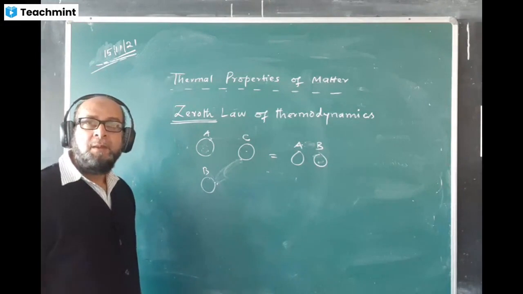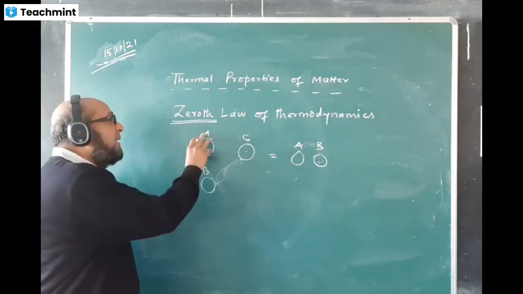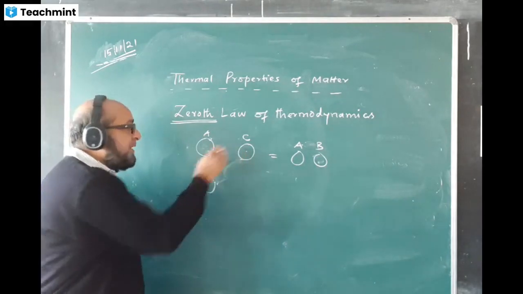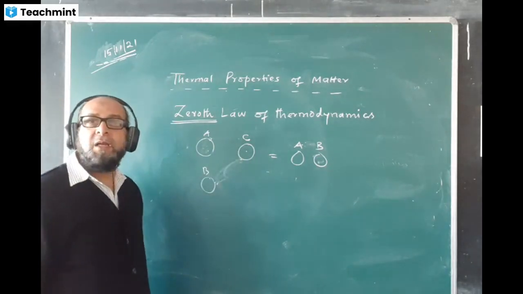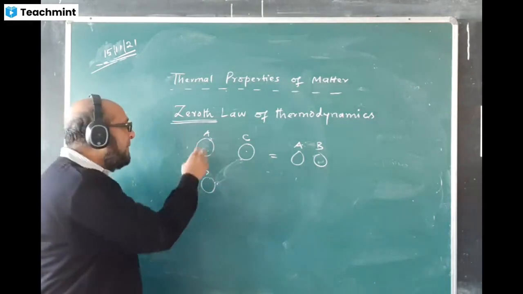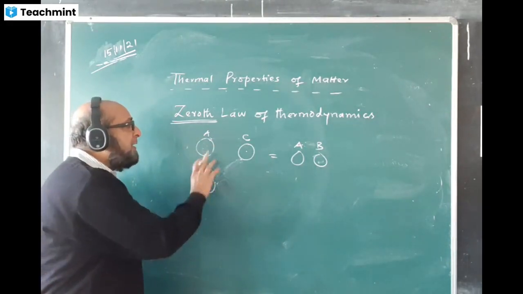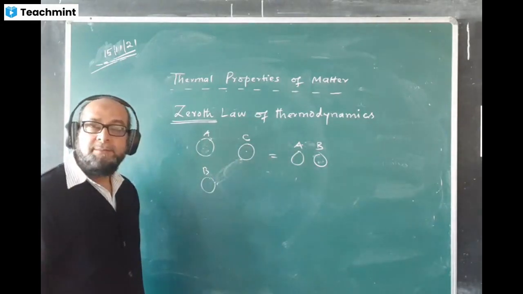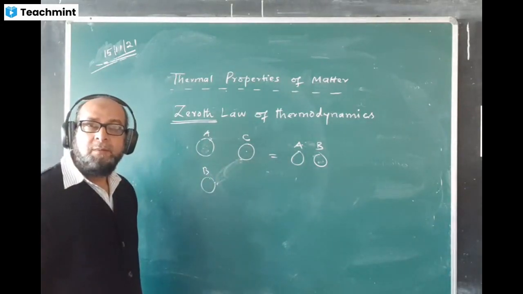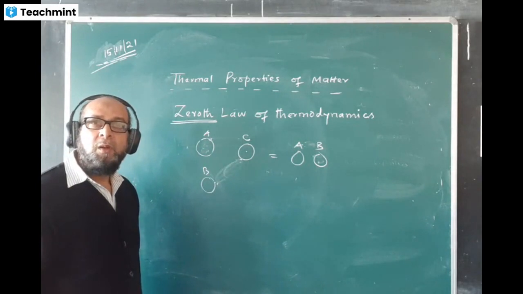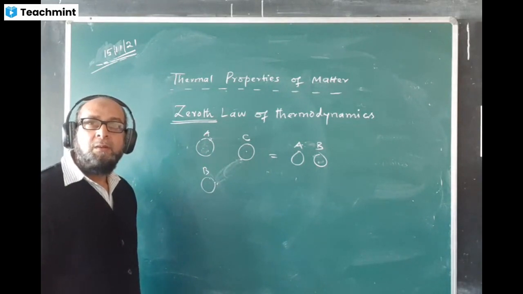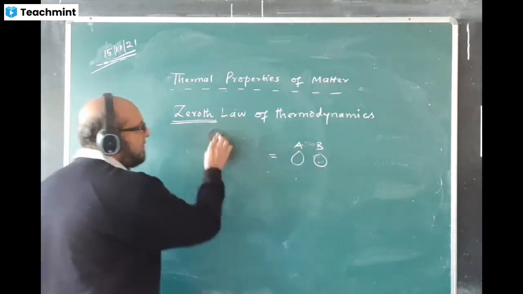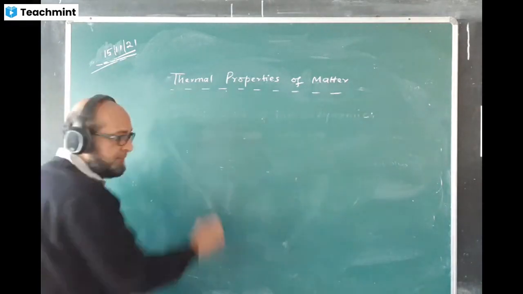Understood what I'm saying? I'm saying when bodies A and B are separately in equilibrium with C, what is the meaning of thermal equilibrium? That A and B have the same temperature separately with C. Then A and B also will have the same temperature. I'm saying that. Understood? Yes, sir. Okay.